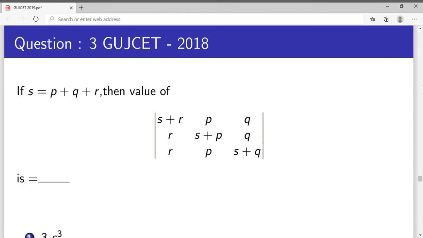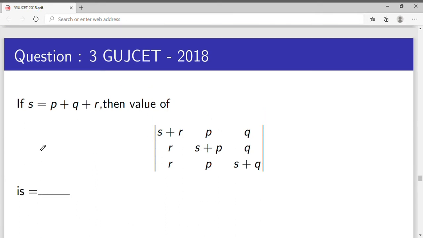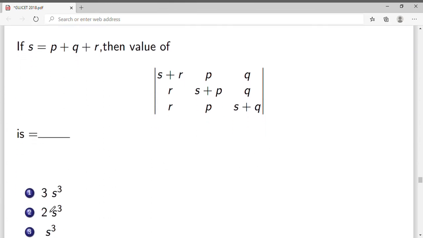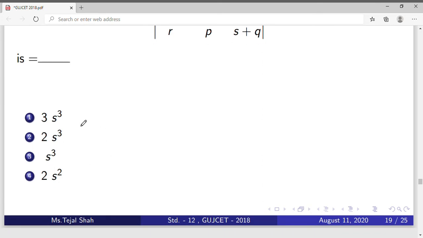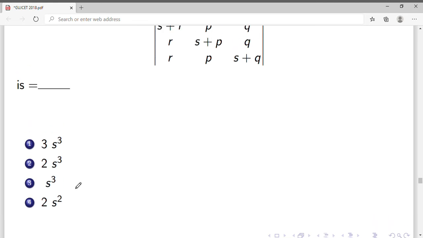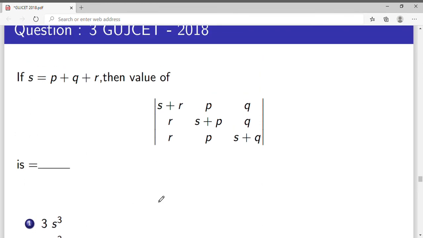Question number 3, Gujket 2018. If S is equal to P plus Q plus R, then the value of the determinant with rows S plus R, P, Q; R, S plus P, Q; R, P, S plus Q is blank. Here 4 options are given. First option is 3s cube, second option is 2s cube, third option is s cube, and fourth option is 2s square. Here first of all we discuss how to find the solution.